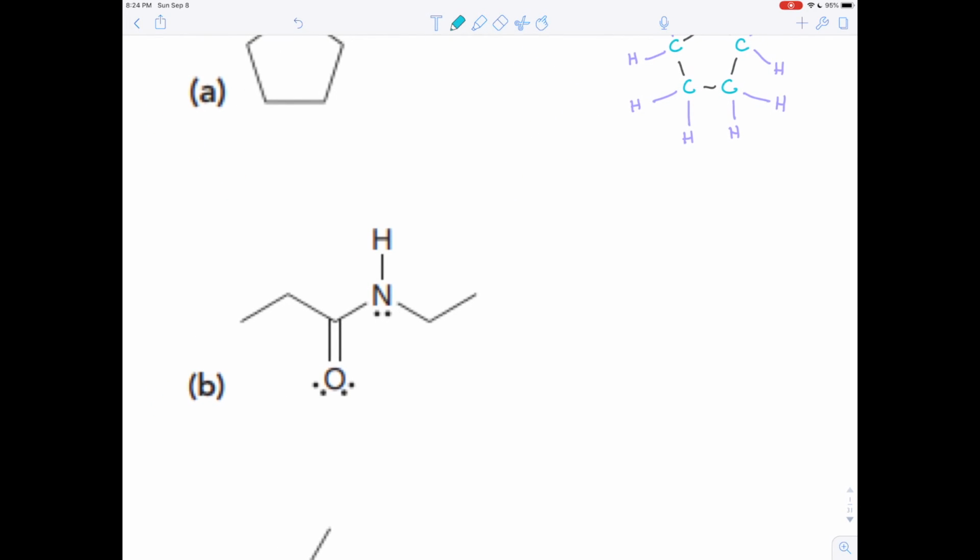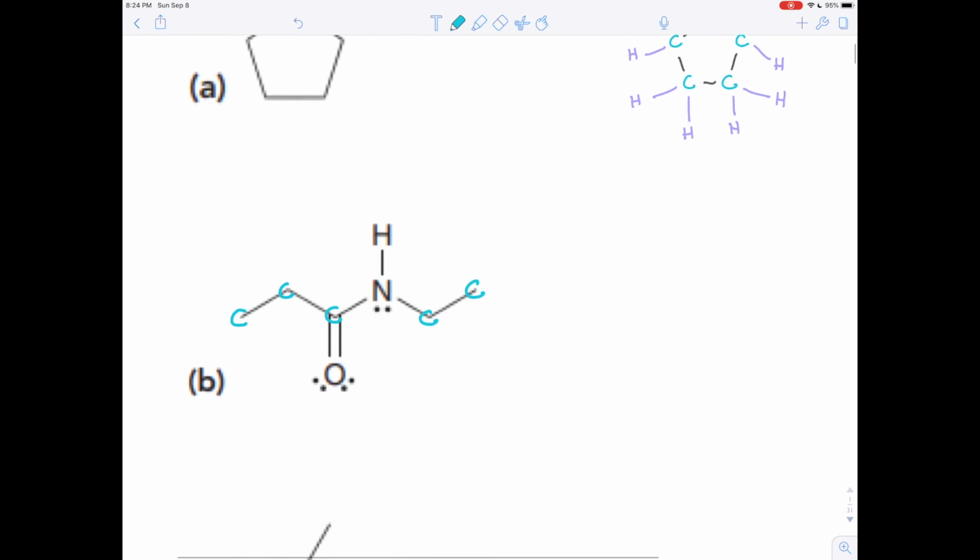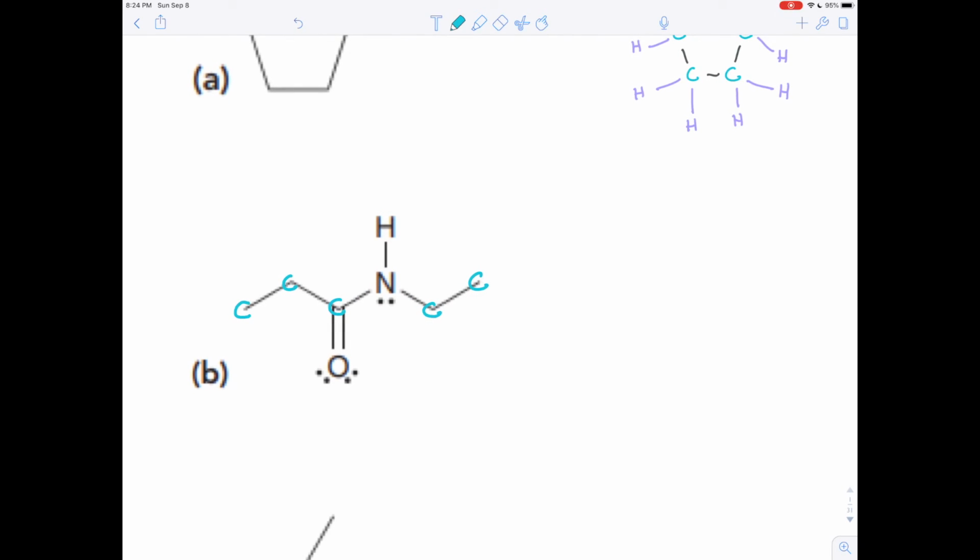Every end of a line, every kink or corner is a carbon. So this is a carbon here, carbon, carbon, carbon, and carbon. Notice that this is not a carbon. That is a bond going to the nitrogen. So the carbons are only in places where you don't have another atom drawn in. Okay, so those are the carbons.